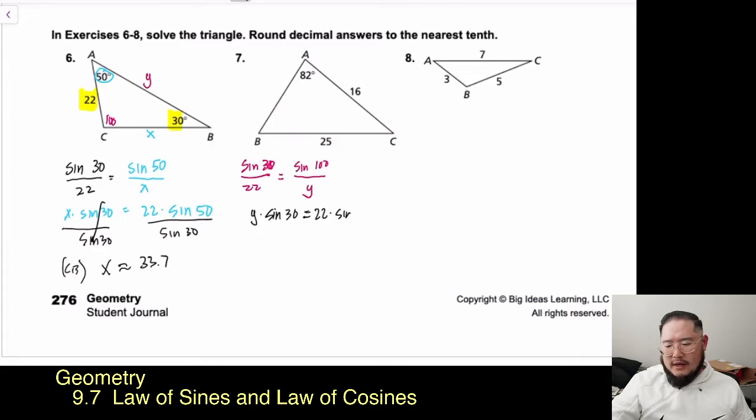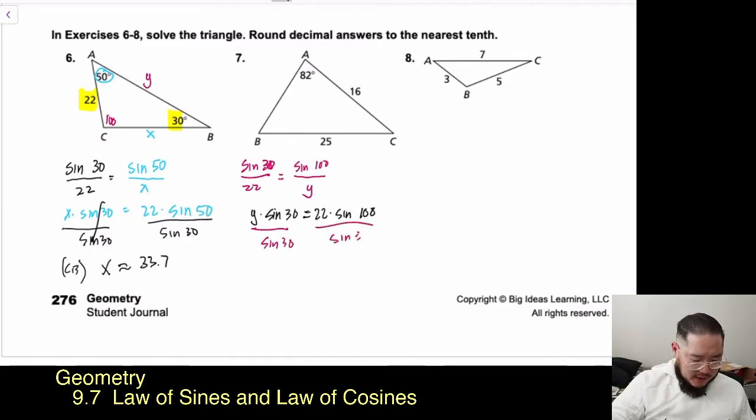So last thing right here, we'll go ahead and divide both sides by sine of 30. And then make sure you go ahead and plug that into your calculator correctly. Don't forget, parentheses is your friend, especially if you're not getting the right answer. And right here, you should end up with approximately 43.3. Okay, and that is AB.